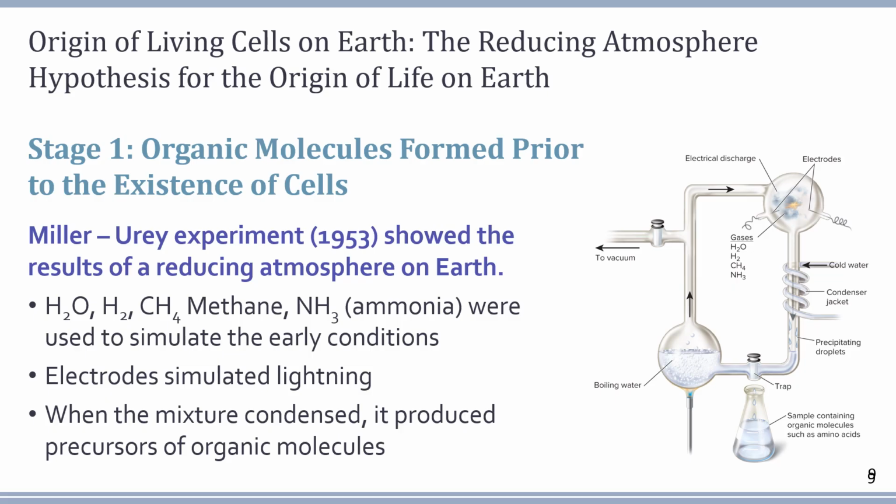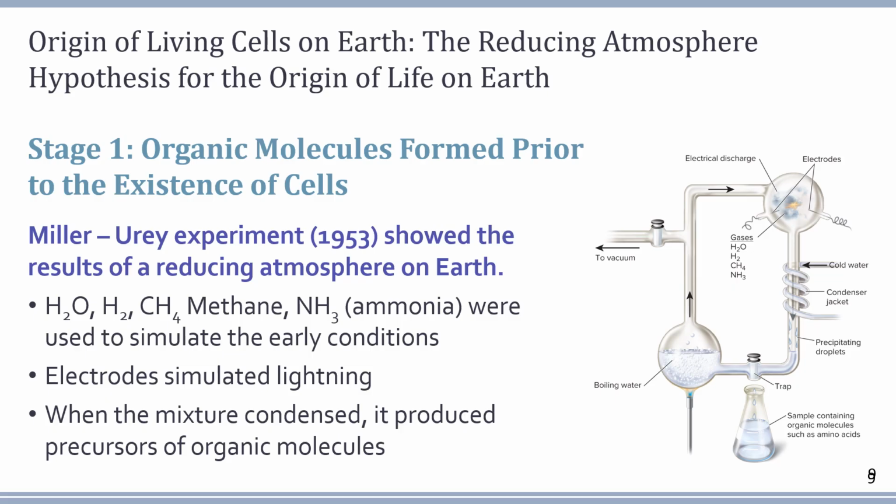We're going to go through one of these hypotheses called the reducing atmosphere hypothesis. If you're interested in the other two that our textbook talks about, which is basically that our biological molecules came from an extraterrestrial source, meaning not on Earth, so from a meteor or from deep sea vents, you can read about that. It's super interesting, but for time's sake, we're only going to cover the reducing atmosphere hypothesis. I believe this is kind of the most commonly accepted hypothesis for origin of cells.